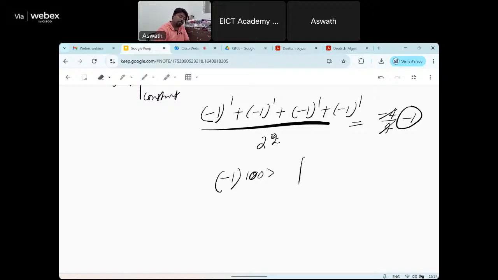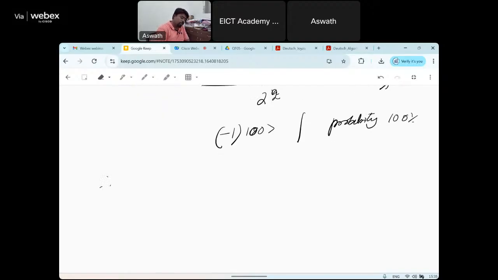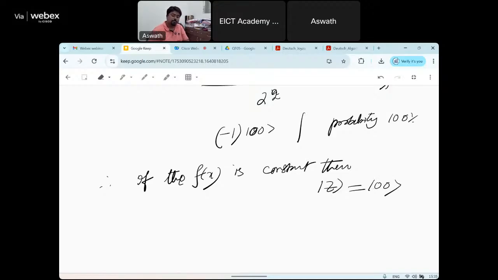So amplitude means 0 1, minus 1 means probability is square root of amplitude, which is again 100%. Okay, so therefore if the function f of x is constant, then you can say the output state always falls to 0 0. Okay, you can do it the other way around.